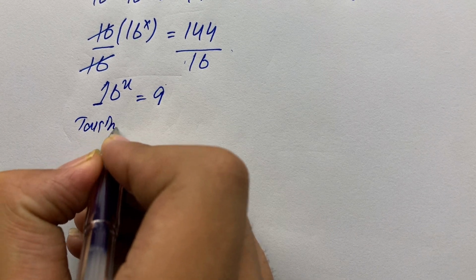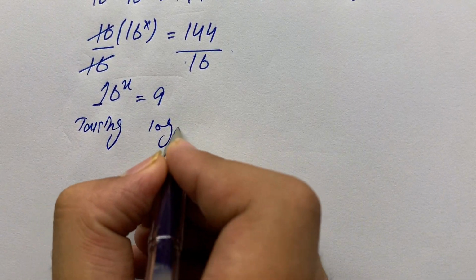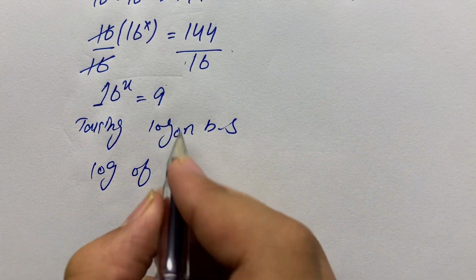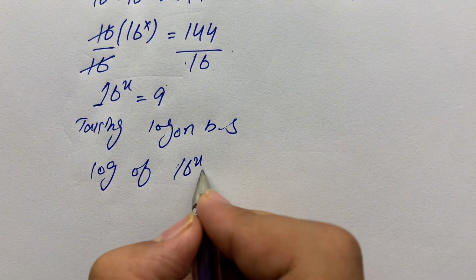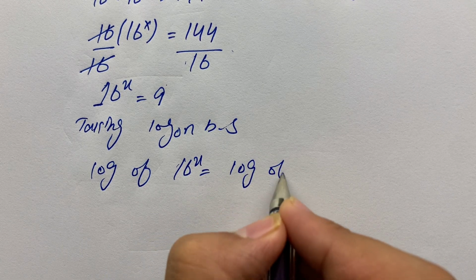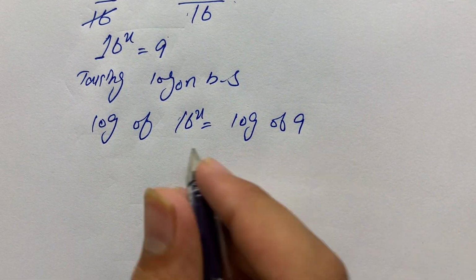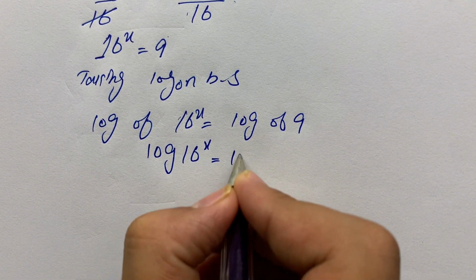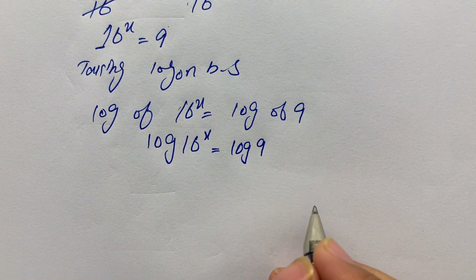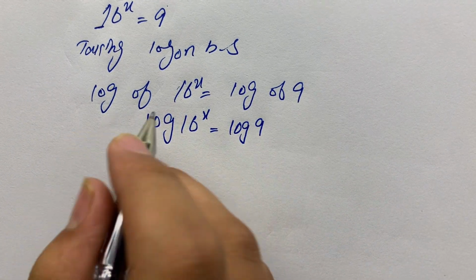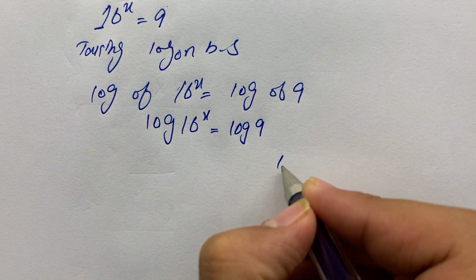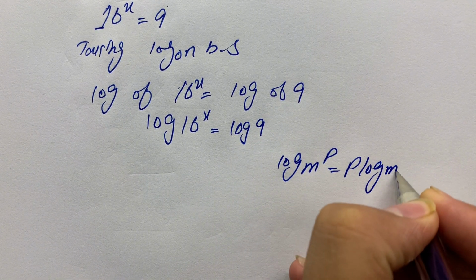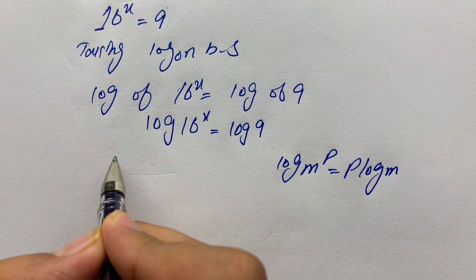Taking log on both sides, log of 16 to the power x is equal to log of 9. Log of 16 to the power x is equal to log 9, and this will be, log of m to the power p is equal to p log of m. We use this formula here.